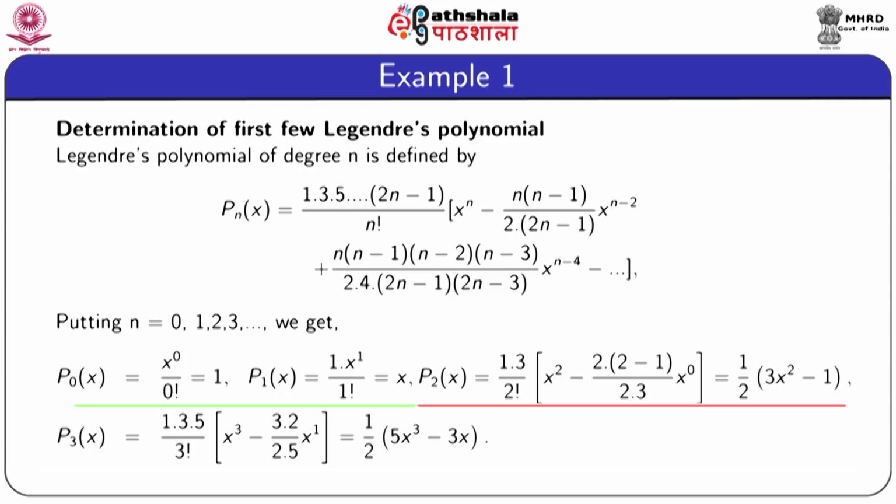When you put n equal to 2, here you get 3. So, this will continue: 1 into 3 divided by 2 factorial, x squared, and you put n equal to 2 here. So, 2 into 2 minus 1 divided by 2 into 2 into 2 minus 1, x to the power 2 minus 2 which is 0. So, you get this particular term, which is half of 3x squared minus 1, and you can put 3, 4, 5 whatever number you like there, and you can generate the Legendre polynomials here.